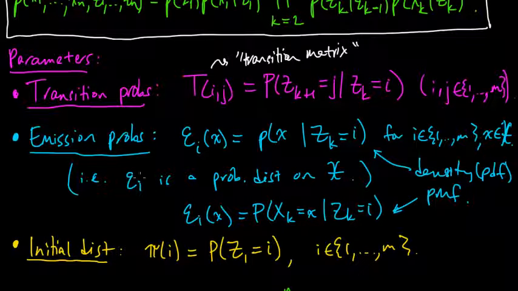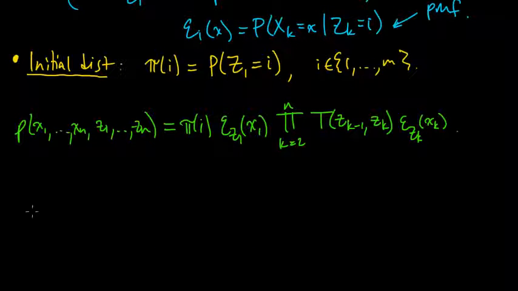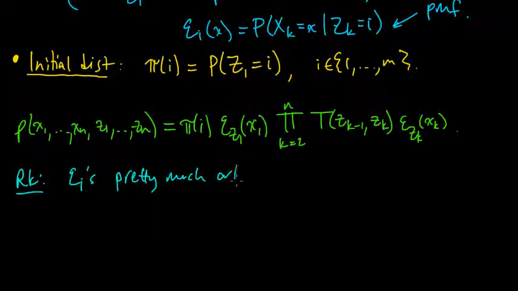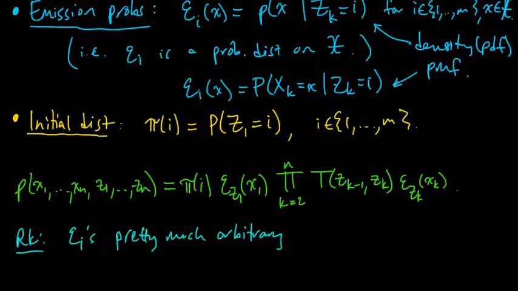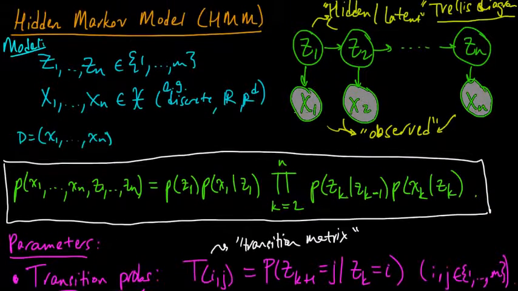And let me make a remark about what you might choose for these emission probabilities. Remark: what you could choose for the emission probabilities. The emission probabilities can be pretty much arbitrary. For example, you could choose these to be discrete. These x's could take discrete values. That's certainly one possibility. Another possibility, they could be real valued.